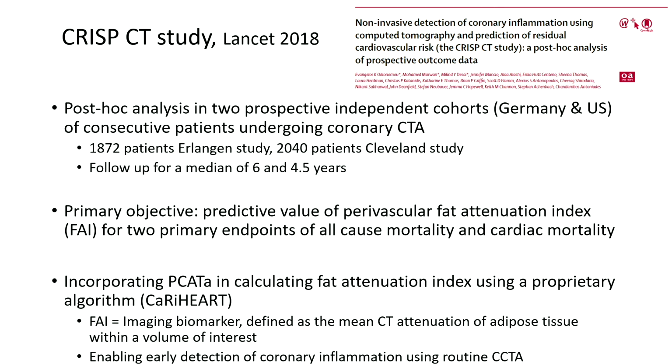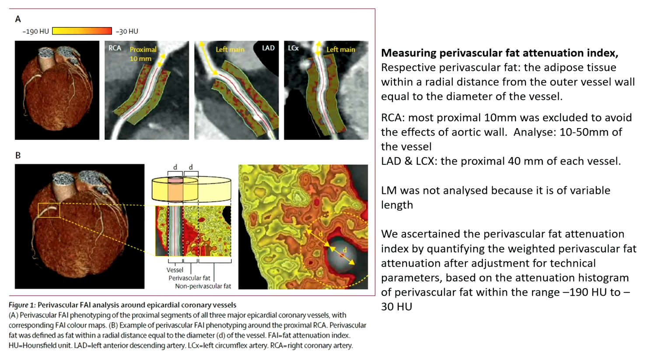So the primary objective of that was to look at the predictive value of perivascular fat attenuation, the PFAT index, for 2 primary endpoints being all-cause mortality and cardiac mortality. And when they incorporated this PCAT in sort of an algorithm, they were able to make a difference. These were the pictures that I just showed you. So you can measure that like that.